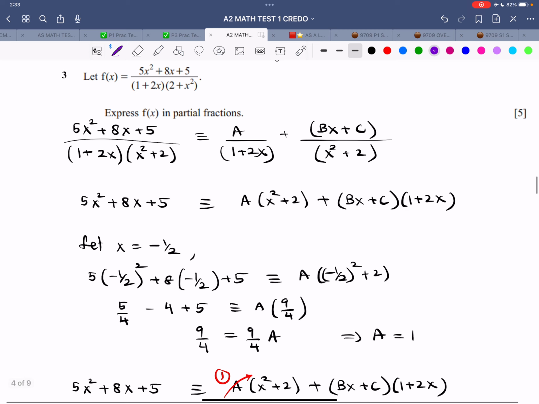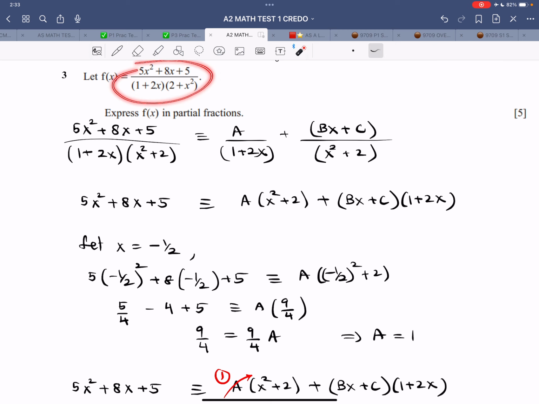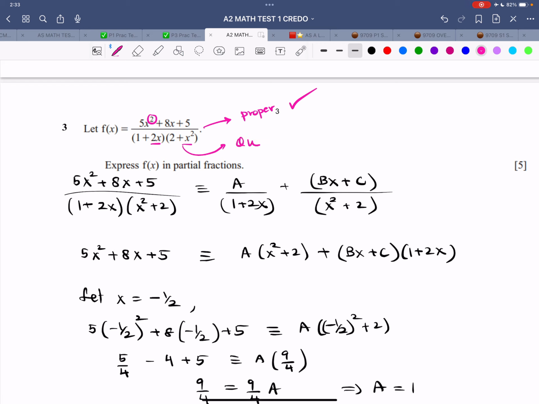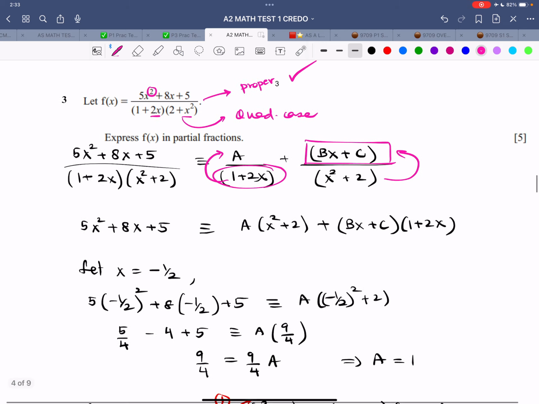Question number 3. Now it says, express this in partial fractions. What needs to be seen first? The very first thing is whether it's a proper versus an improper fraction. Maximum power is 2, maximum power is 3. So yes, it is proper. Then decide on the case. This is a quadratic case. Denominator with quadratic factor, so on top of the quadratic we write a linear factor, and on top of the linear we write a constant.